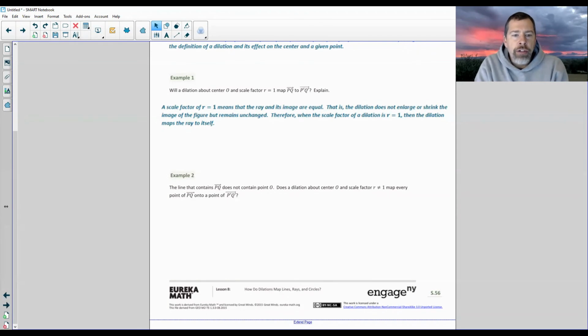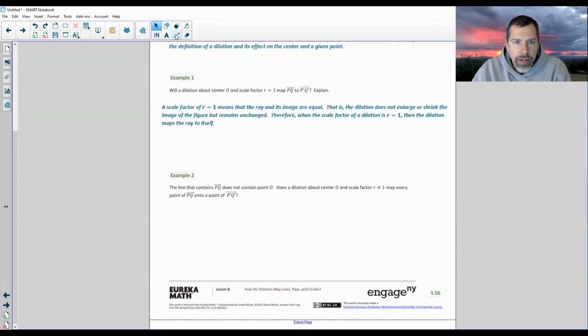A scale factor of r equals 1 means that the ray and its image are equal. That is, the dilation does not enlarge or shrink the image of the figure, but remains unchanged. Therefore, when the scale factor of a dilation is r equals 1, then the dilation maps the ray to itself. Okay. Example 2, the line that contains ray PQ does not contain point O.